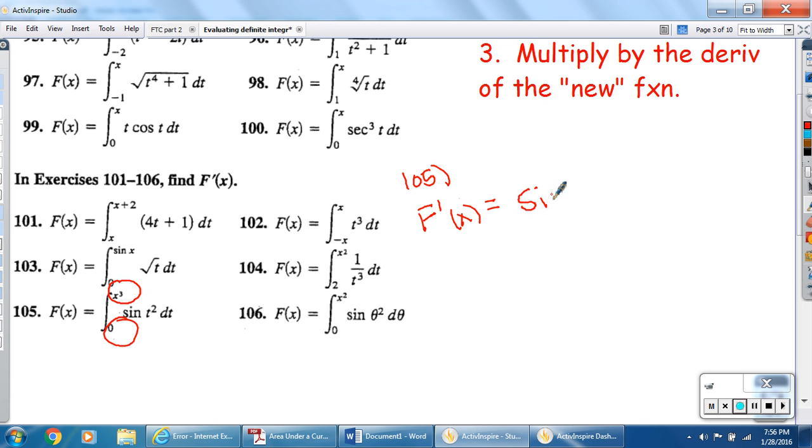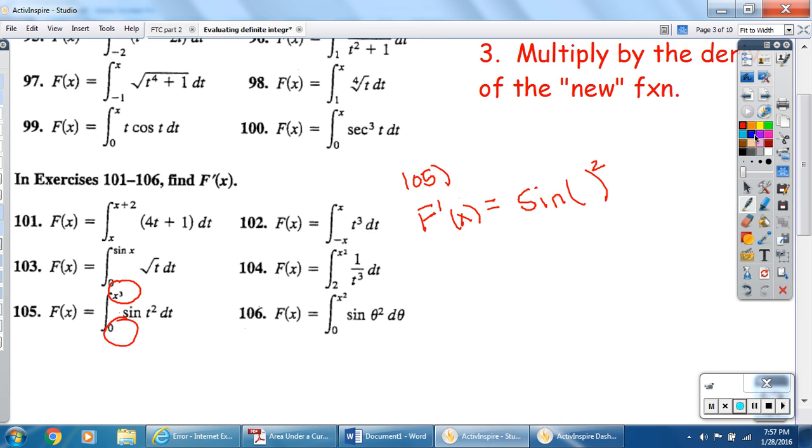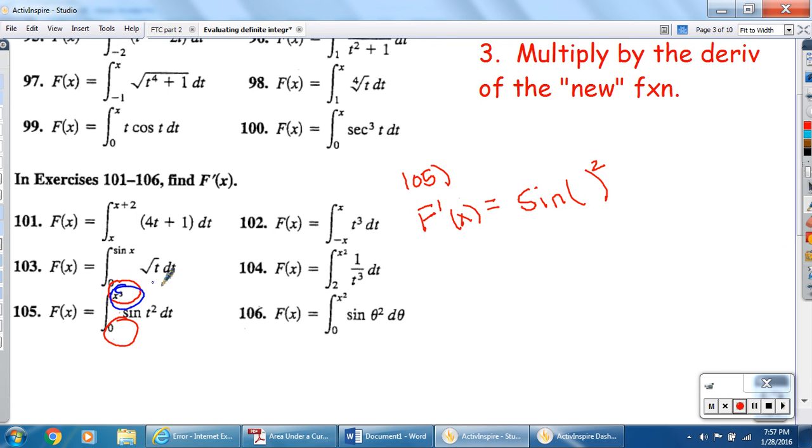So we have sine of, it used to be a t, and it's squared. So there's to take out the t. Second step is to put in the new function. Now remember, this time the new function is x cubed. So I'm going to put x cubed inside. And step number 3 is to multiply by the derivative of the new function. I'm multiplying by the derivative of x cubed, which is 3.